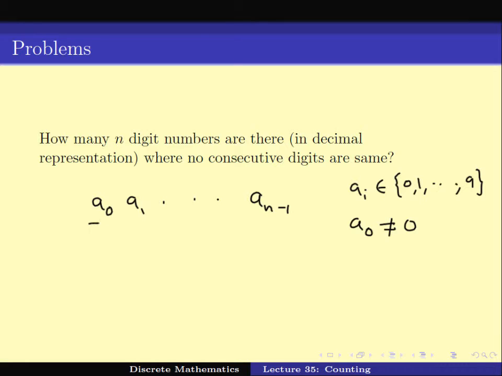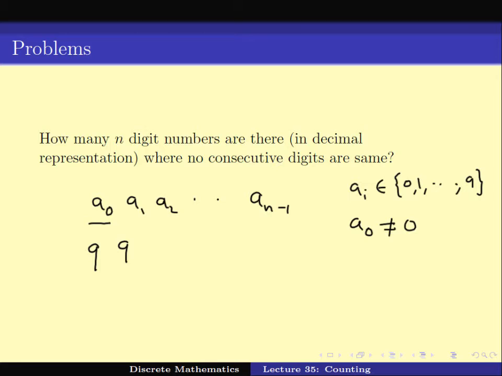So a0 can have 1 to 9, any one of those possibilities. Now what can a1 have? Now a1 can have any of these 10 possibilities, but it cannot have the number that a0 has got. So if a0 is 1, then a1 can have anything like 0, 2, 3, 4, 5, 6, 7, 8, 9. If a0 is 5, then a1 can be 0, 1, 2, 3, 4, 6, 7, 8, 9. So for every possibility of a0, a1 can have 9 possibilities.